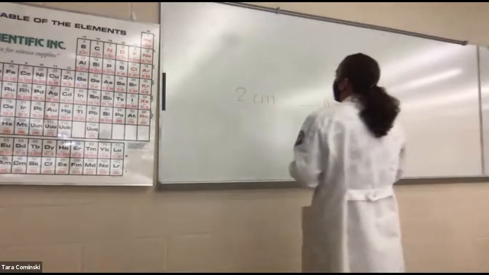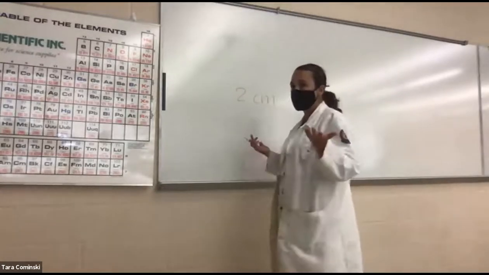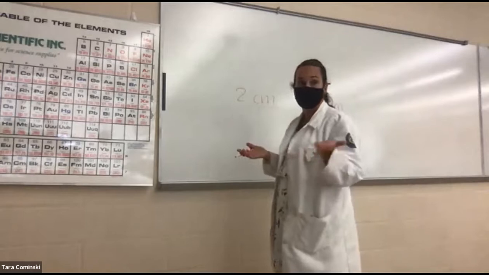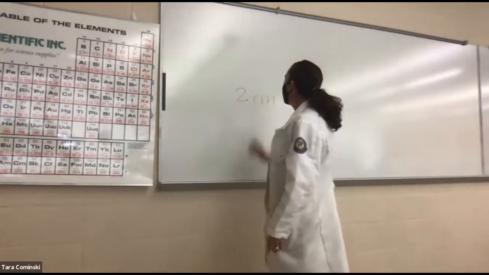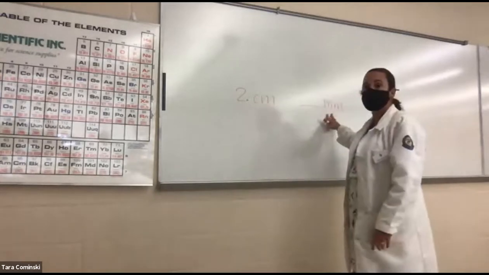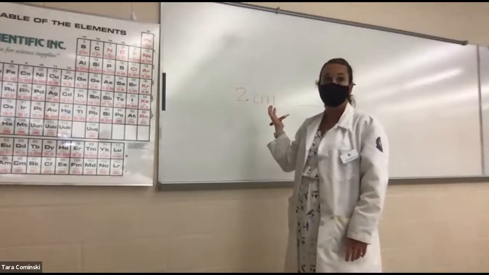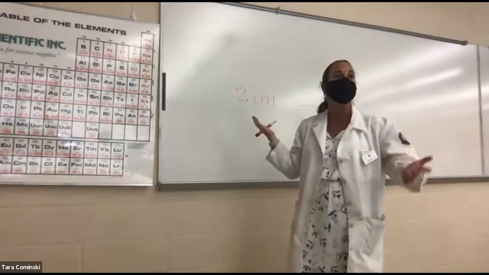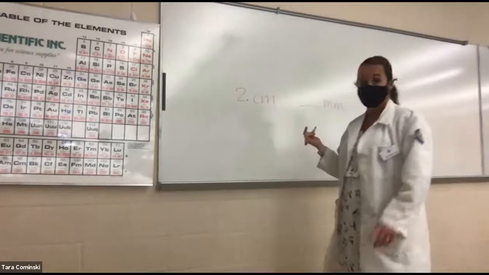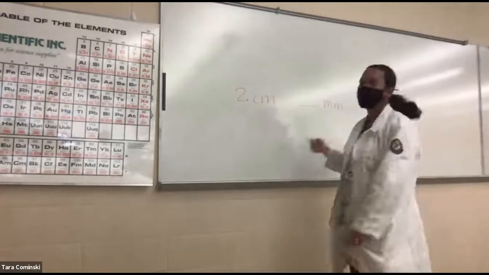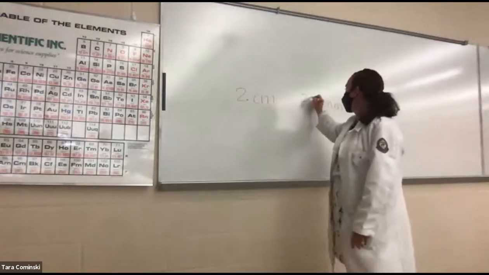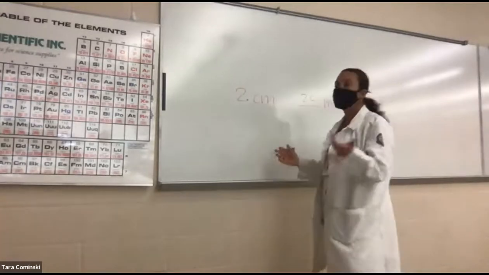So to do this conversion, you can do it 2 ways. Remember we were talking about the decimal place moving. If we know that this is a smaller unit and this is a larger unit, we're going to move our decimal place to the right. So how many places to the right if it's 10? Just 1, right? So then what's our answer? 20.